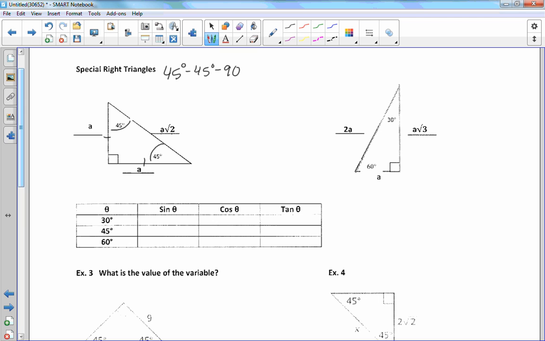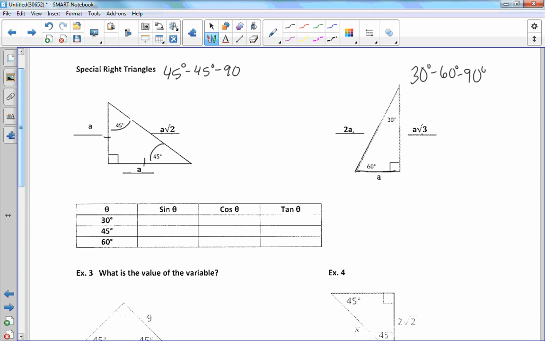This one is a 30, 60, 90 triangle. There's always a relationship that happens, but I can't ever remember it, to be honest, so I just use SOHCAHTOA. It's easier for me. Opposite 30 degrees is your length A. Your hypotenuse is twice that length, and the side opposite 60 degrees is A root 3.